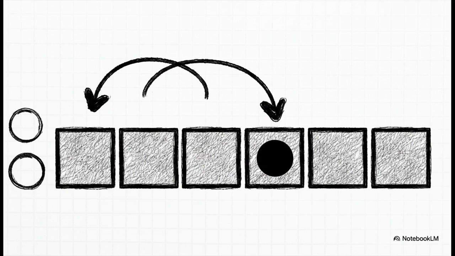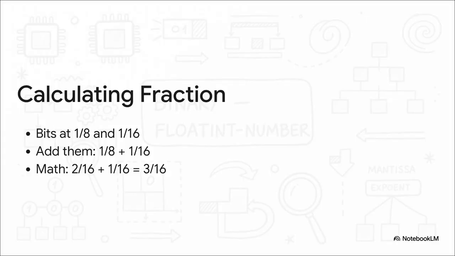Our new correctly shifted binary fraction becomes 0.0011. Now we just decode the new fraction. The positions go half, quarter, eighth, and 16th. Our ones are sitting perfectly in the 1/8 and 1/16 positions. Do a little basic math, add 1/8 and 1/16. Convert 1/8 to 2/16, add it up, and we get a nice clean 3/16.